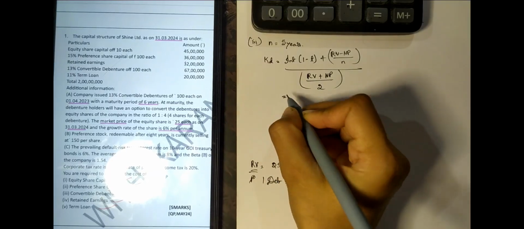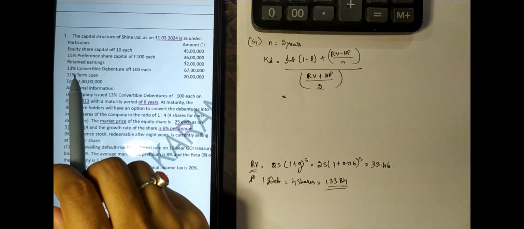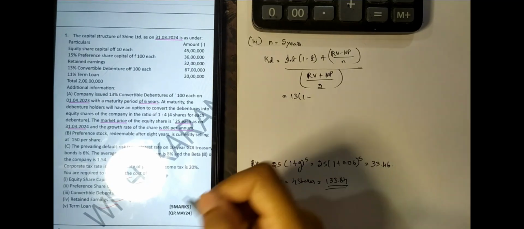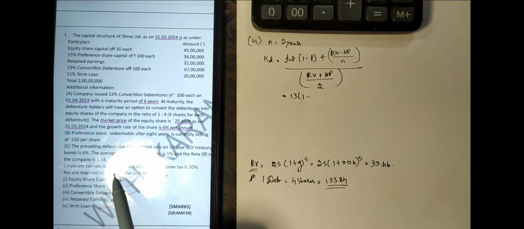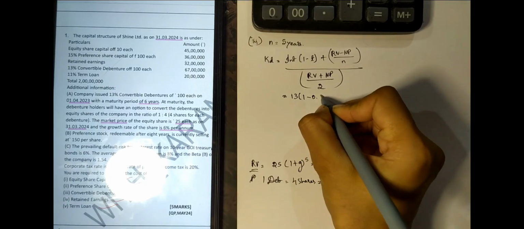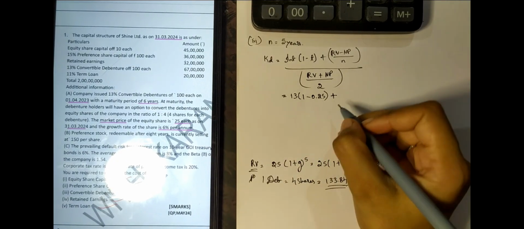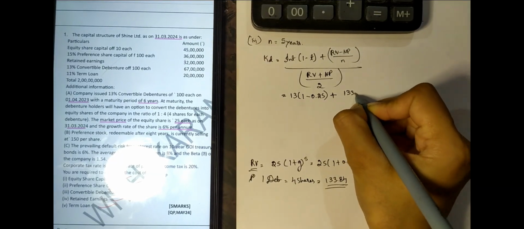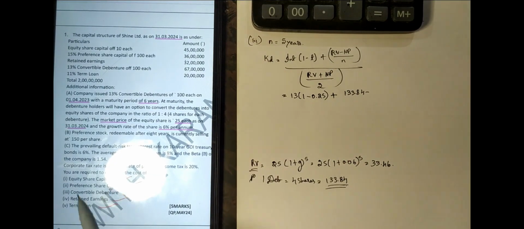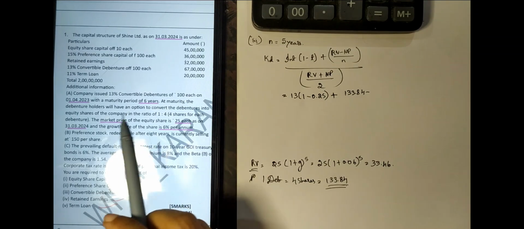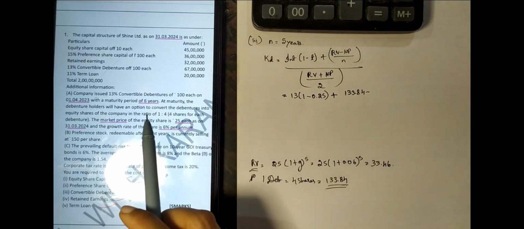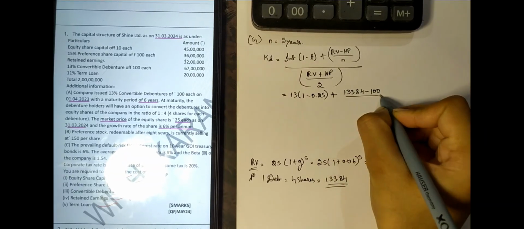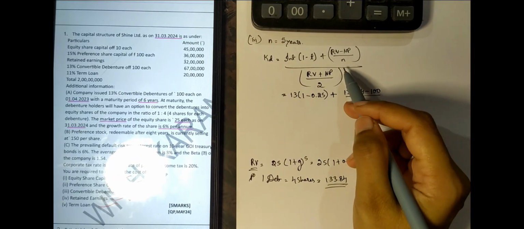So what have they given? It is given as 13% convertible debenture. So 13 into (1 minus tax), where the corporate tax rate is 25%, so 0.25, plus the redemption value, which is 133.84, minus net proceeds. Have they given anything on maturity? No. So net proceeds, we're going to take it as 100, upon how many years are left?